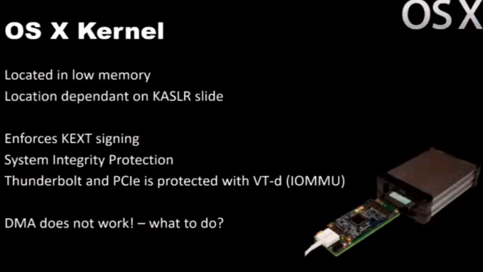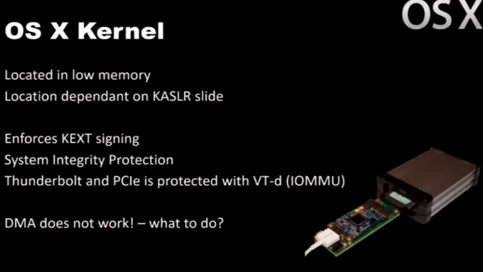But let's target the last missing operating system here, that is OS X. OS X is just like Linux. The kernel of OS X is located in low physical memory. Its location is dependent on the kernel ASLR slide, which slides in 2 megabyte chunks. OS X nowadays enforces kernel extension signing. System Integrity Protection means that users can't write to certain folders, and kernel extension signing means that you can't load unsigned drivers.